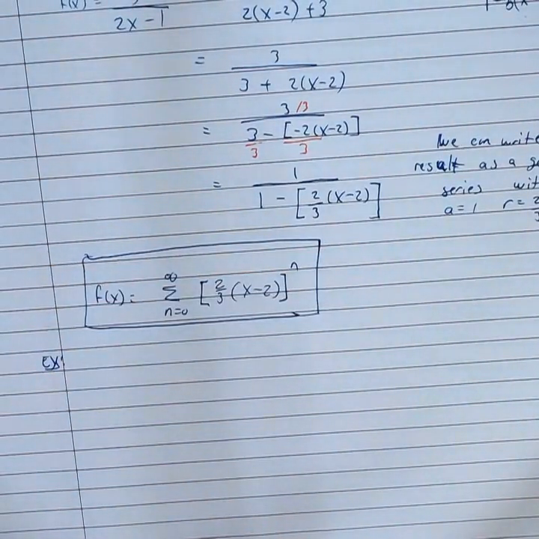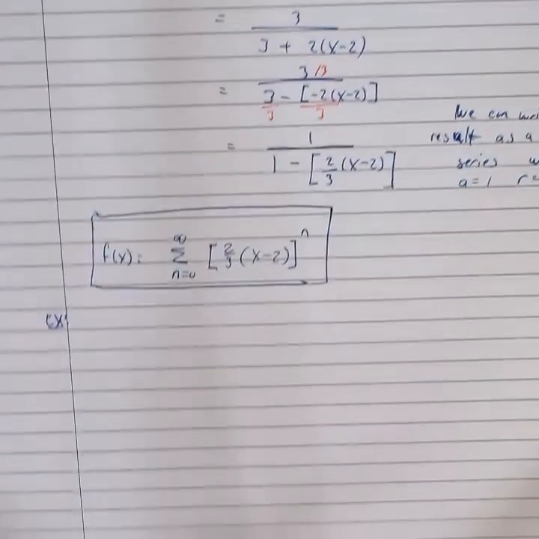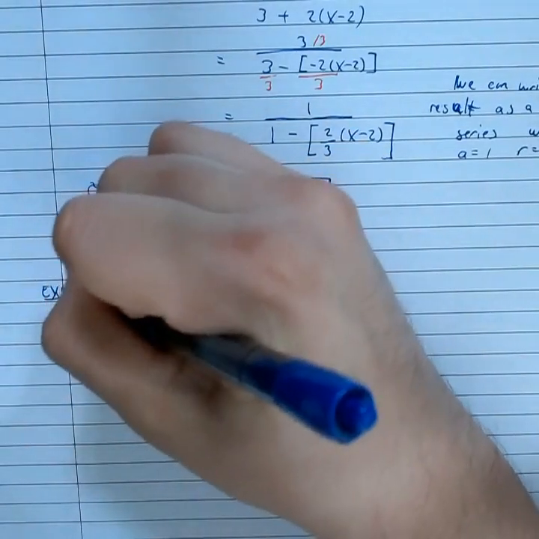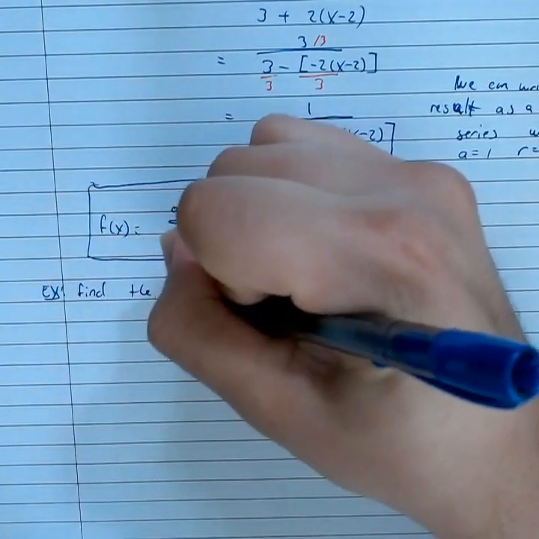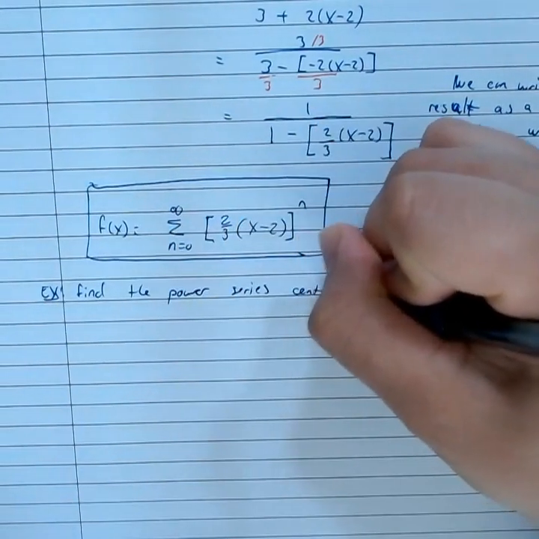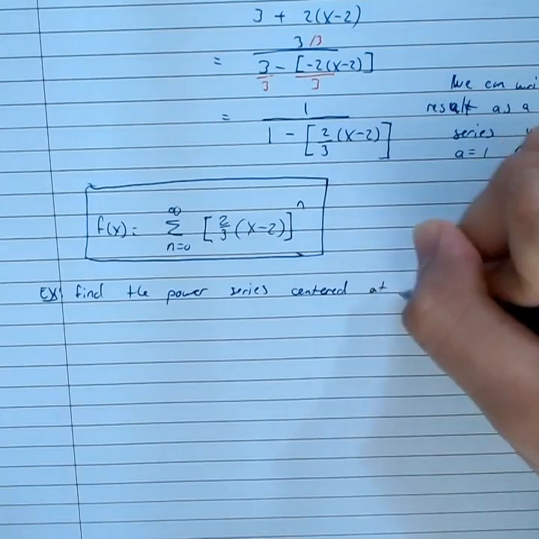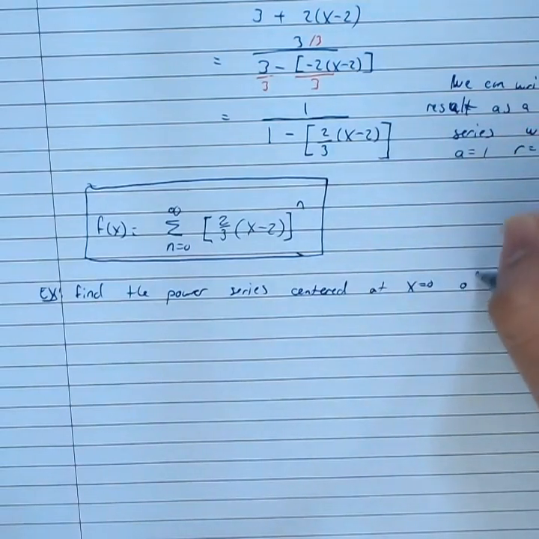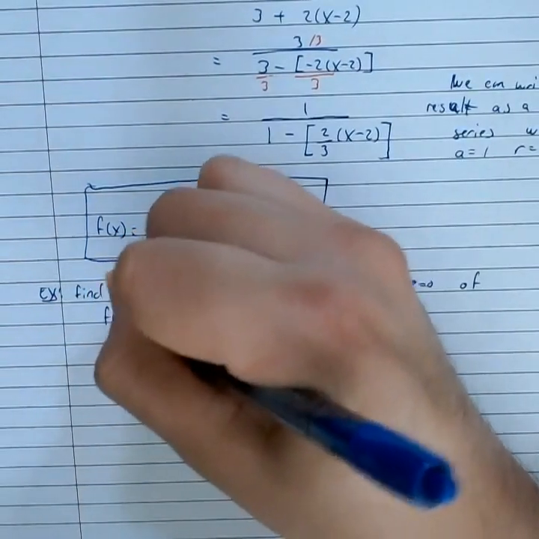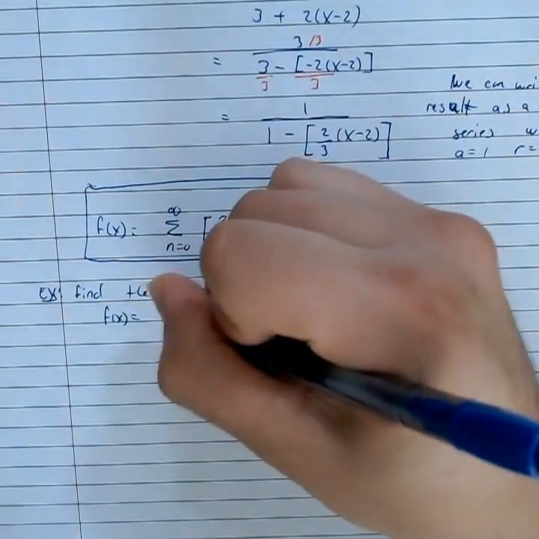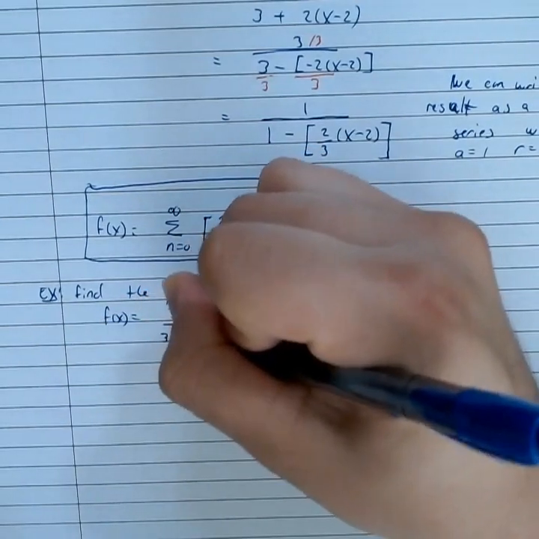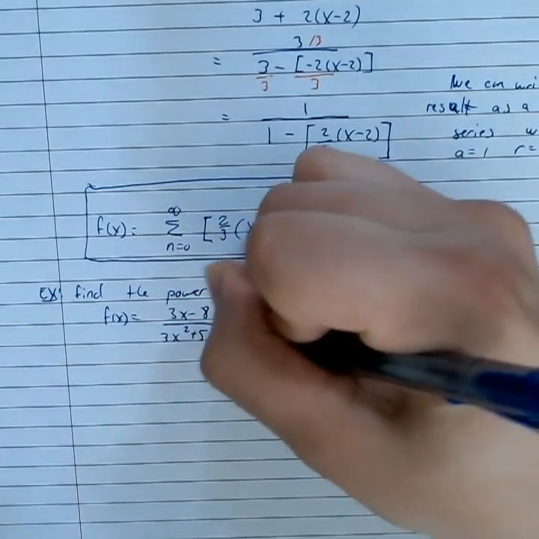So here, we're going to start off, and we're going to do this one in stages. This was kind of a big problem. So here we want to find the power series centered at 0. At c equals 0, of f of x equals 3x minus 8 over 3x squared plus 5x minus 2.